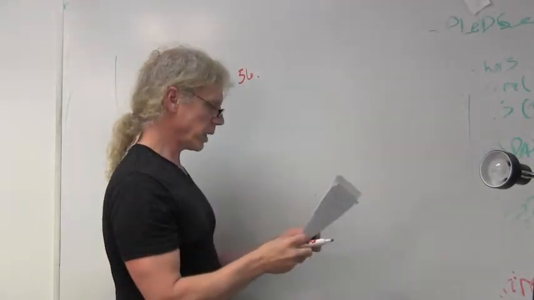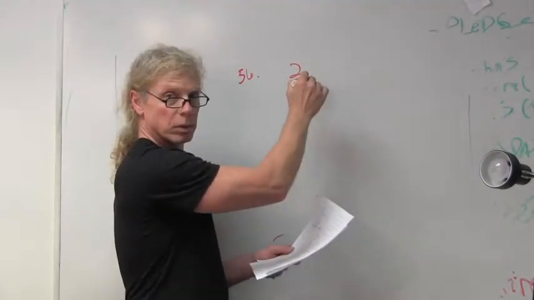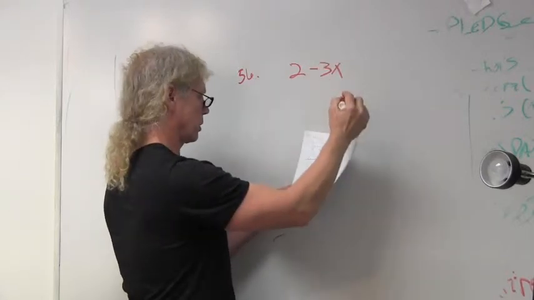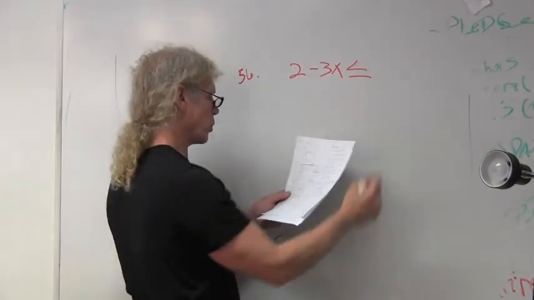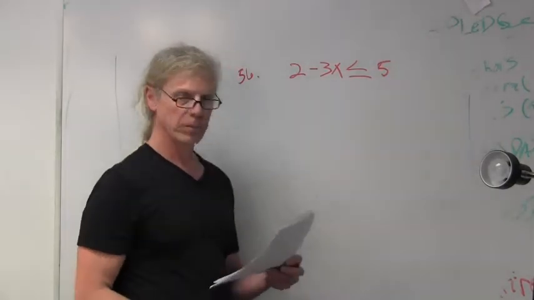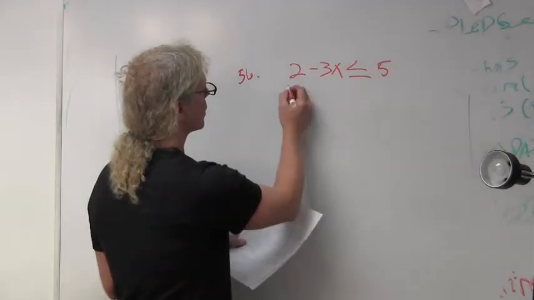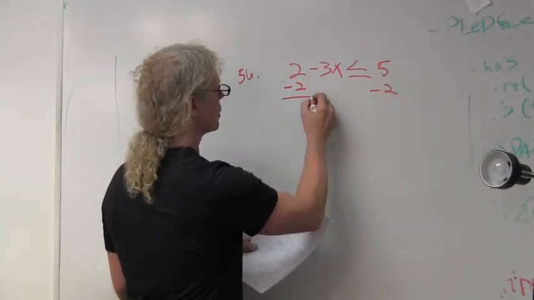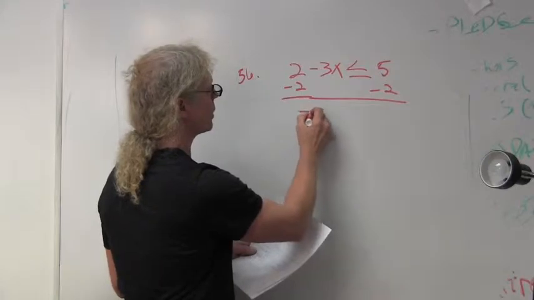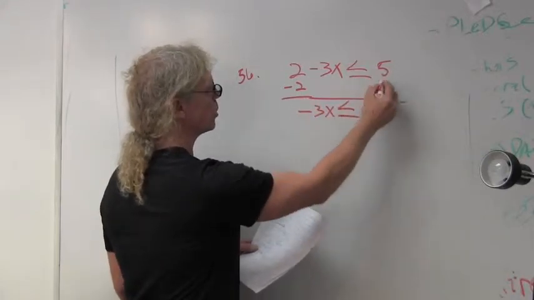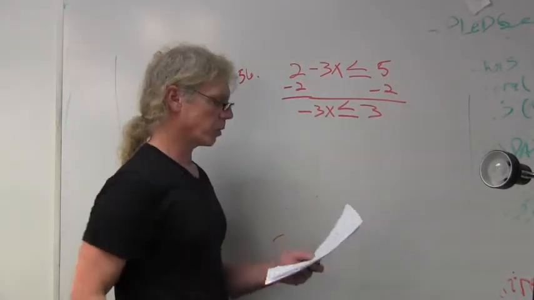So number 56 reads 2 minus 3x is less than or equal to 5. So first step, we're going to subtract 2 from both sides. We will end up with minus 3x is less than or equal to 5 minus 2, which is 3.